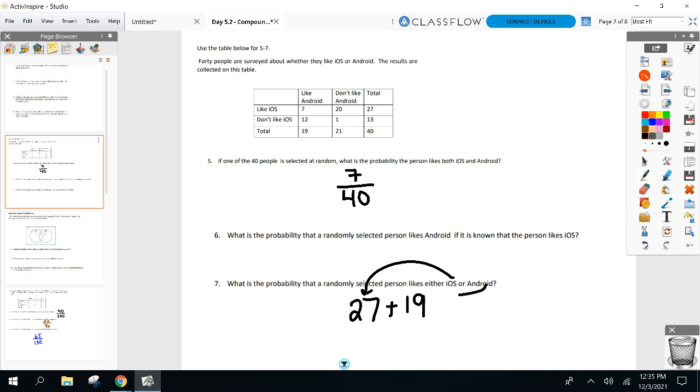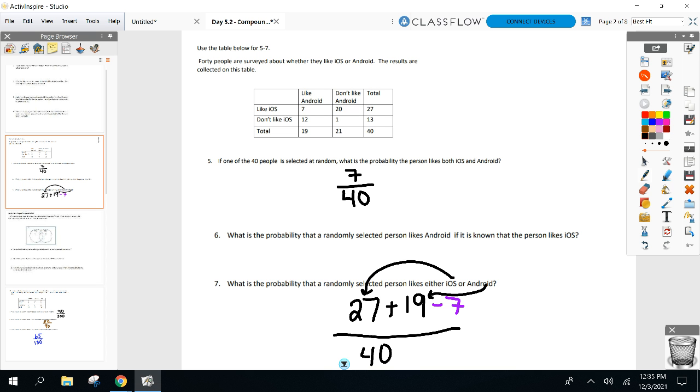But I warned you, something happened. I counted people twice. I counted them because they liked iOS, and I counted them because they liked Android. And how many people did I count twice? So I need to subtract out those 7 people I counted twice. Still over 40. You see why I got to subtract out the 7? Yeah. Okay, because I counted them twice.